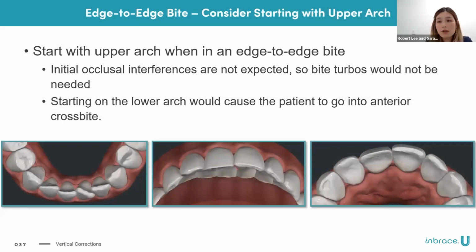In some cases though, it definitely is still helpful to start with upper arch fitting. For example, if your patient is in an edge-to-edge bite and you don't want the patient to go into an anterior crossbite from that unraveling of crowding, that's definitely a case to start with upper fitting first. In this case, you also don't really expect any occlusal interferences and bracket collisions, so bite turbos would not be needed. So this would be a very good case to start with upper arch fitting first.